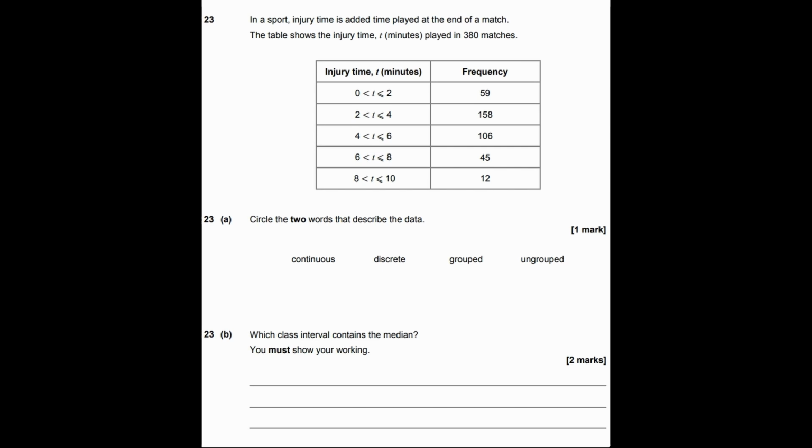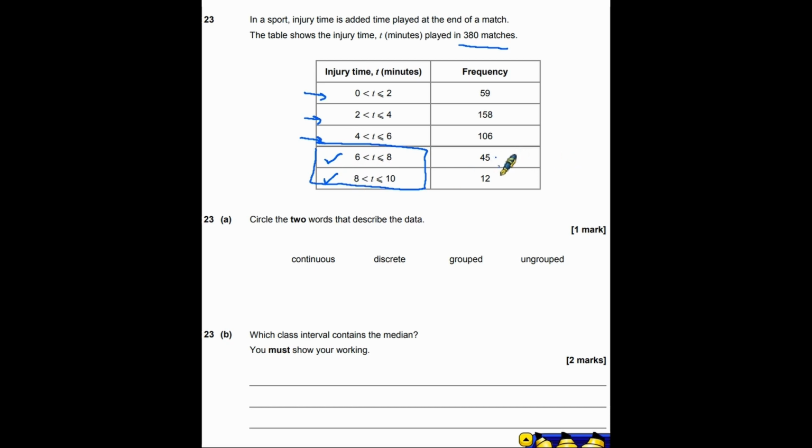Now we have question 23c, and again I can't fit it on the same page. What 23c is asking us is what percentage of these matches has more than 6 minutes of injury time. So let's have a look. The first interval only has up to 2 minutes, up to 4 minutes, and up to or equal to 6 minutes. Our fourth interval is above 6 minutes, and therefore so is the last interval.